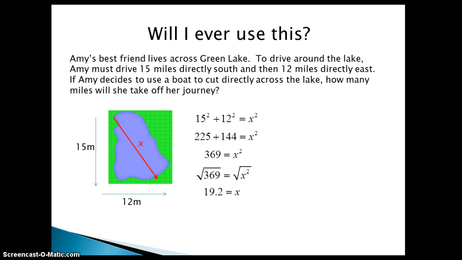Using our Pythagorean theorem, we know 15 and 12 are the legs, and we know x is the hypotenuse. We can simplify and solve, getting x is about 19.2 miles, direct miles across the lake. So the question asks now, how much will it take off her journey? So we've got to look at her original journey was 15 plus 12, or 27 miles. If she goes by boat, it's only 19.2 miles. So she's going to save 7.8 miles. I think that's a pretty good deal for her cutting across the lake.